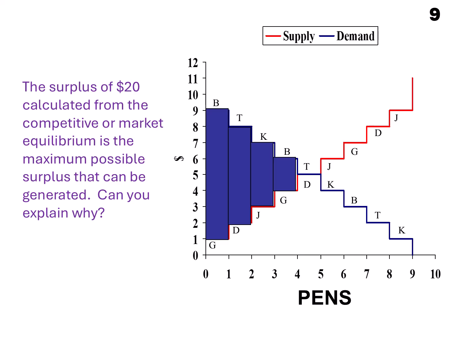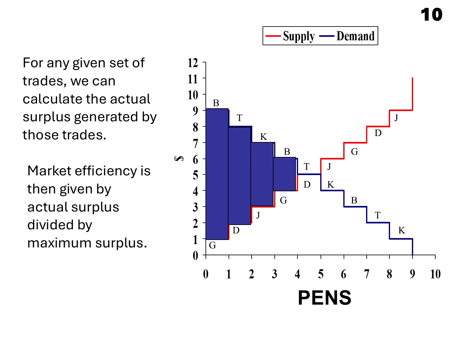Slide 9. For our pen market, the total surplus calculated assuming everyone trades at the equilibrium price of $5 is the maximum surplus that can be generated. Can you explain why? Here is a hint. If we have fewer trades, then some of the benefits would be lost. Slide 10. The maximum surplus calculated assuming everyone trades at the competitive equilibrium price can be used as a benchmark to measure the efficiency of actual markets. In an actual market, people will make trades at different prices. Let's see how we can calculate actual efficiency from these trades.